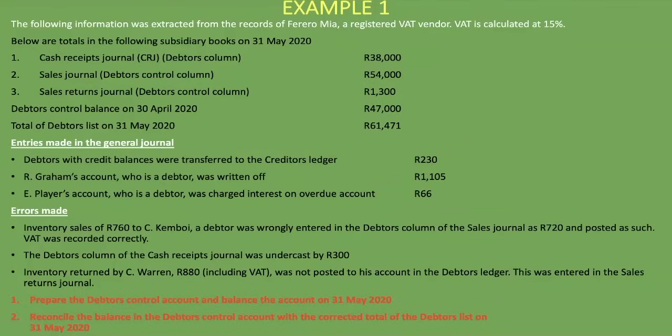Okay, so let's begin with this one here. Remember, when we are preparing the debtors control account, we are doing the T account, and it's very important that you already know how to do a T account, and I hope you already know that. We'll just be explaining them briefly as we go through it, but we have done a quick lesson where we explained in detail, and it will greatly help you understand how to do the T account or the general ledger.